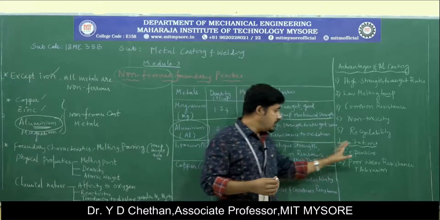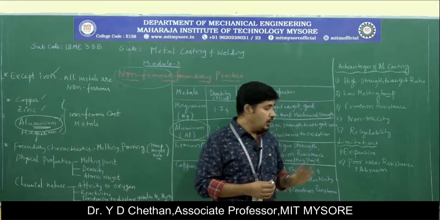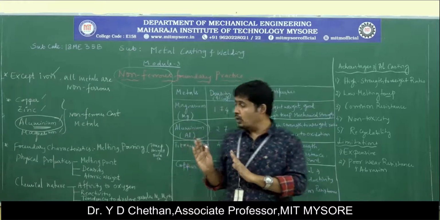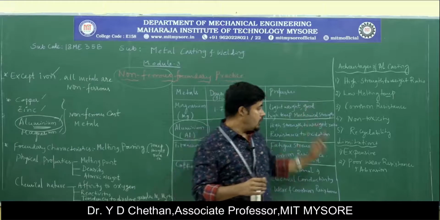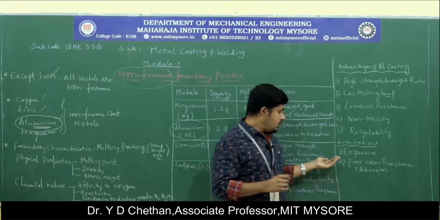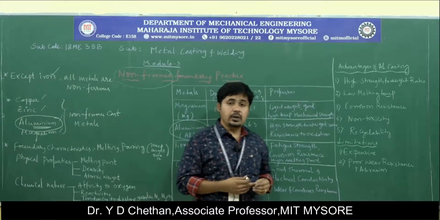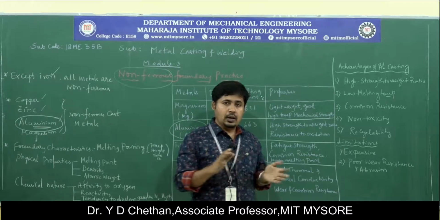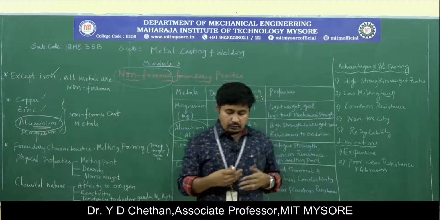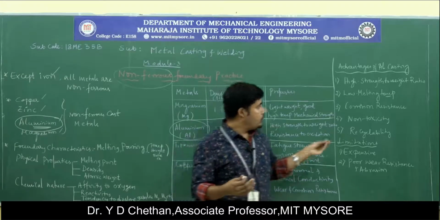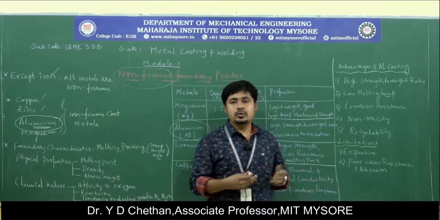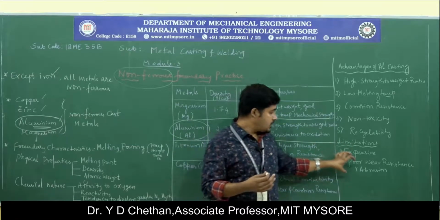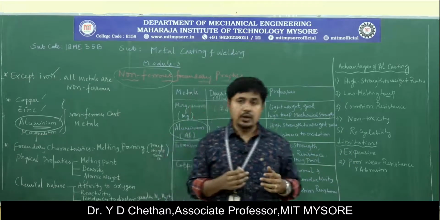Then the next segment is limitations of aluminum casting. The first limitation is that it is basically expensive in nature when compared to other non-ferrous foundry cast metals. This aluminum is costly and expensive. Then it is going to possess poor wear resistance and abrasion properties. So whenever two metals come in contact, there could be a chance of wear and abrasion. Since the aluminum possesses poor wear resistance and abrasion, this is considered to be one of the major limitations.